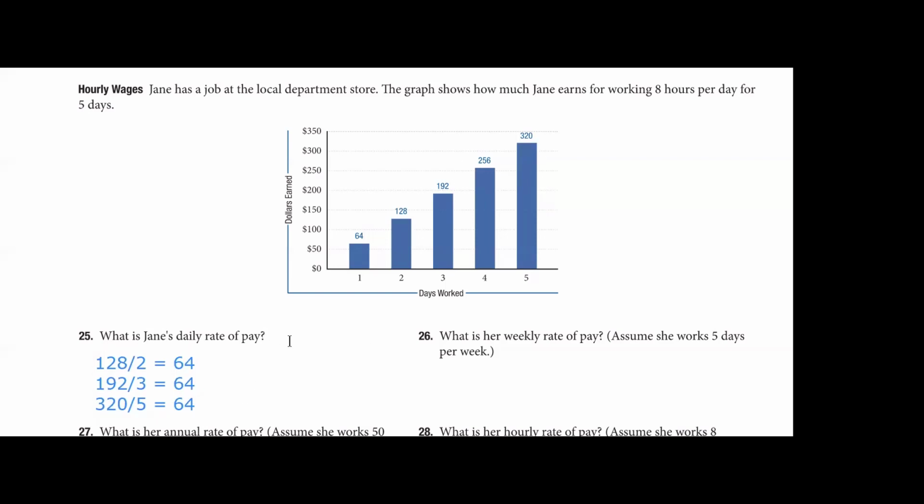So the answer has to be, what is her daily rate of pay? $64 per day. Perfect. So we're clear on that, right? Yes. Lovely. Now, what is her weekly rate of pay? And we're assuming her week is 5 days. 5 days, yeah. That's her week. And her weekly rate of pay is $325.